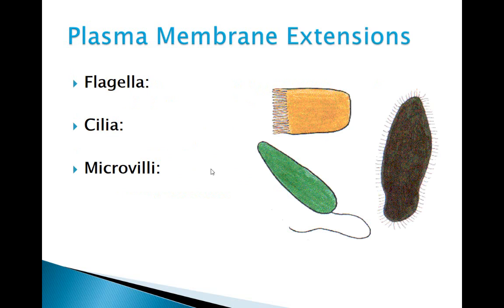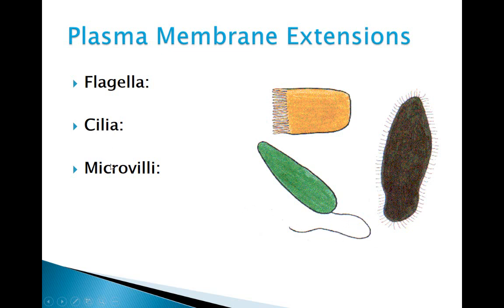And so we have three major extensions. We have the flagella, the cilia, and the microvilli. And so the first one is the flagella, and this is the only picture that I have of the flagella. This is a cell right here, and it has one extension coming off of it. This one extension is the flagella, sometimes called the flagellum. It is more commonly seen on a sperm cell.